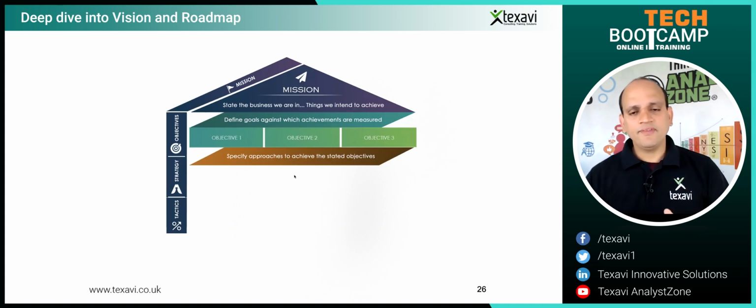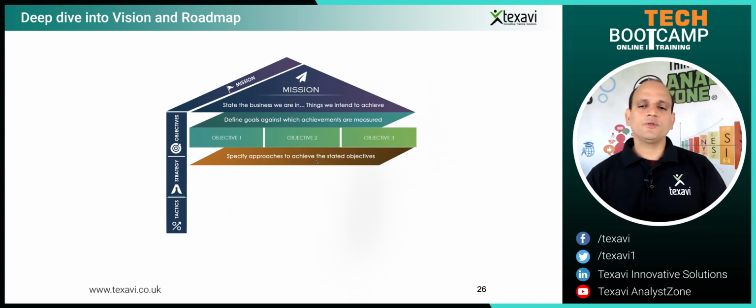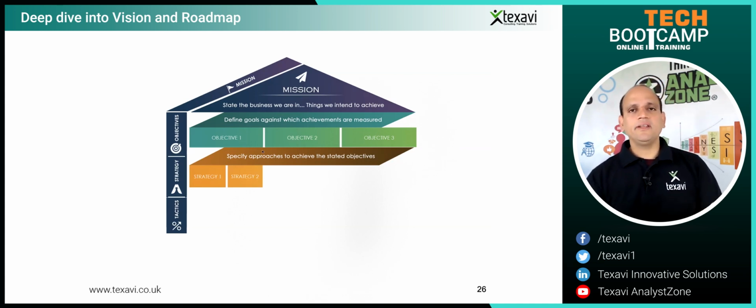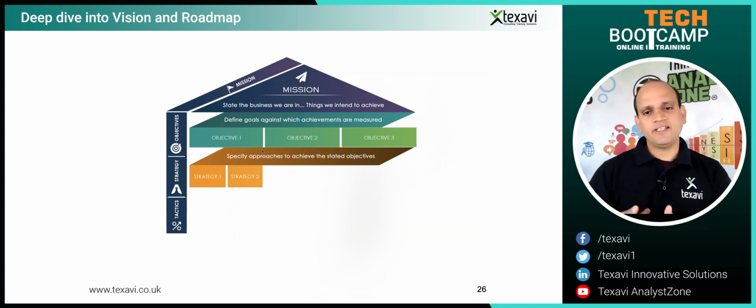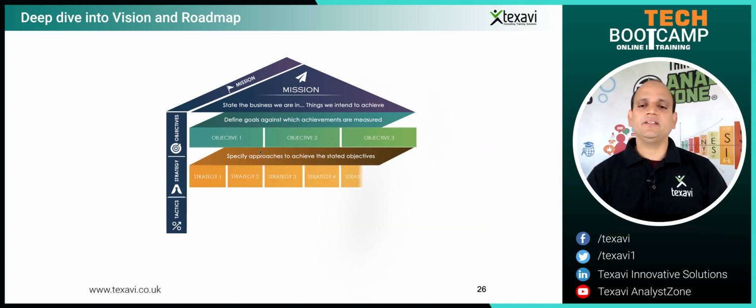So you have strategies, like a game plan, a plan to achieve the objective. You specify approaches to achieve the stated objectives. You come up with multiple strategies. It's not just one. There's no one-to-one mapping between objective and strategy. You come up with multiple strategies to achieve an objective. You can have more than one, 2, 3, 5, 10. And again these are aligned to the objectives. These are meant to achieve the objective.